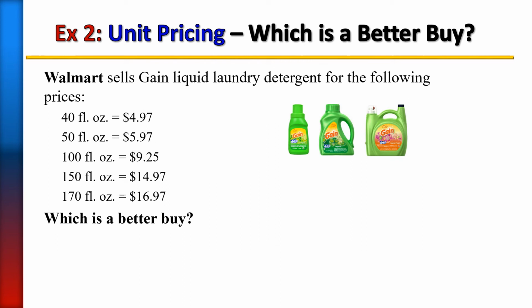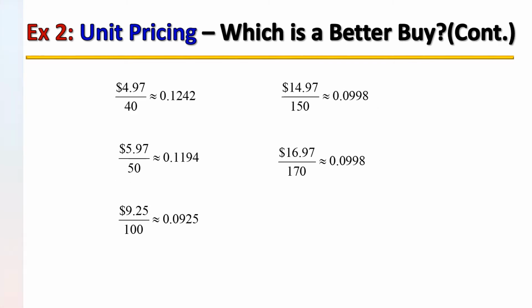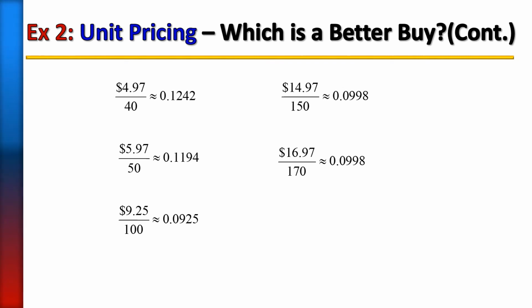All right, so recall that in order for you to find the unit price, you're going to take the price of each item and divide it by its size. Here, the unit of measure is fluid ounces, so for the first one, it would be 4.97 divided by 40. The second one would be 5.97 divided by 50, and so on. So once you get these values, it should look like so. So which did you say was a better buy? We're looking for the value that has the lowest value. And which would that be?